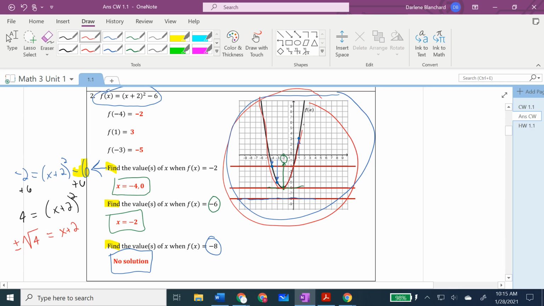this graph does not pass the horizontal line test. The horizontal line test is the idea that if I draw any horizontal line, if any horizontal line crosses the graph more than once, I have the potential of getting more than one solution when I solve the equation. When it comes to a parabola, you have two sides of a parabola.